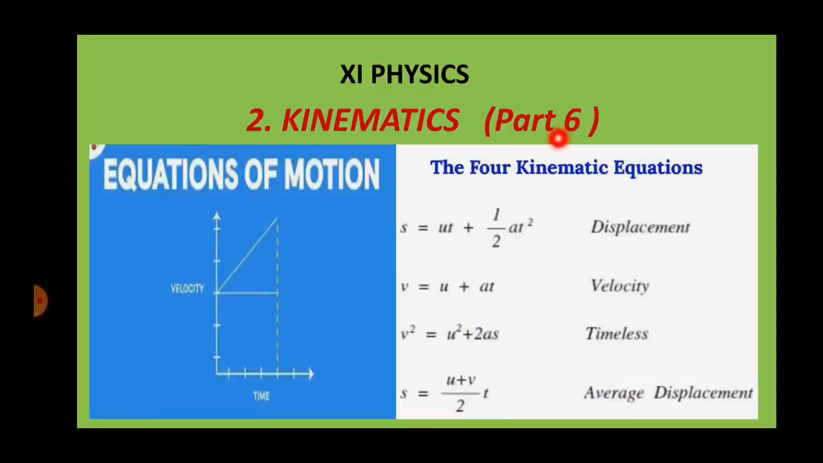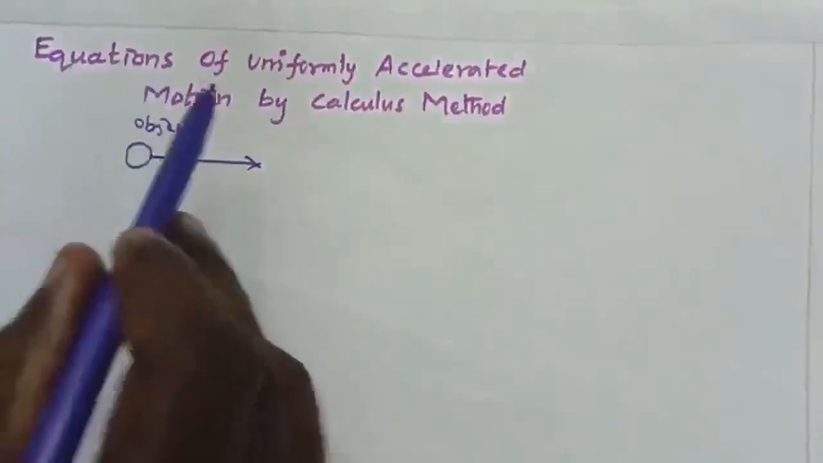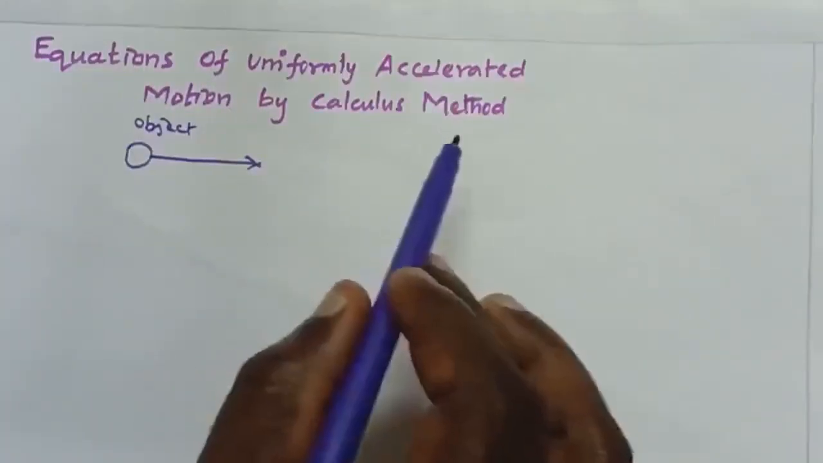So students, today we are going to discuss equations of motion. It's nothing but equations of uniformly accelerated motion by the calculus method. These are the basic kinematic equations, these four equations. Let's discuss equations of uniformly accelerated motion by the calculus method.